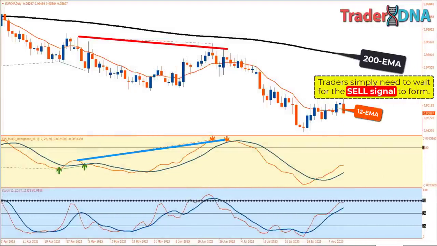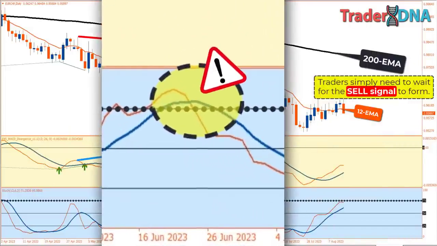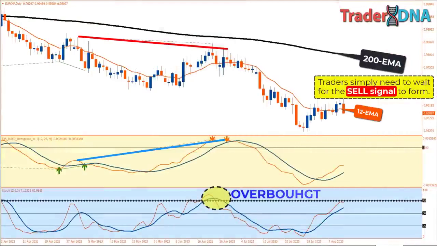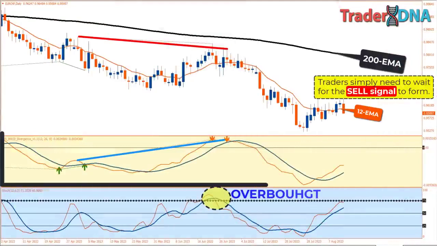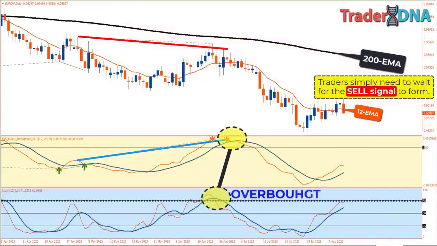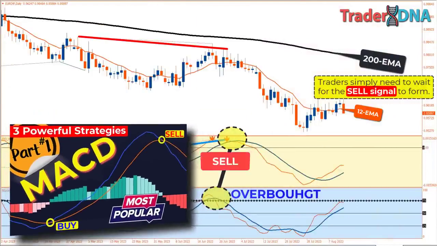On the chart, this is the price position when the market is overbought. Once the bearish market becomes overbought, it's a sign that the market is likely to continue its bearish trend even further. And if we look at the MACD lines, a few candles later, a MACD bearish crossover is formed above level 0. As we discussed in video part 1, this is a valid sell signal.